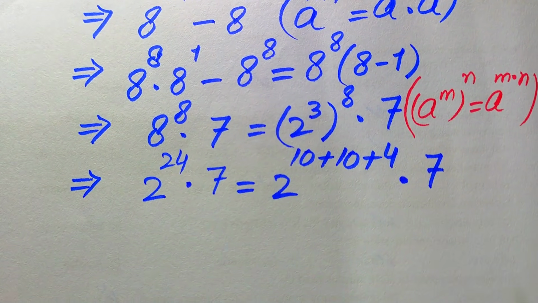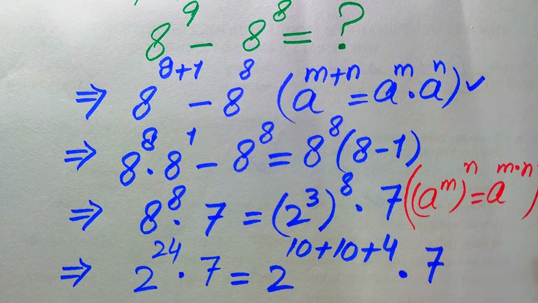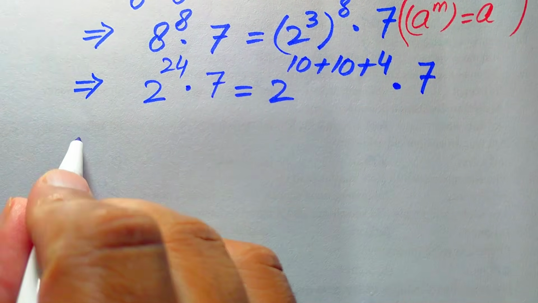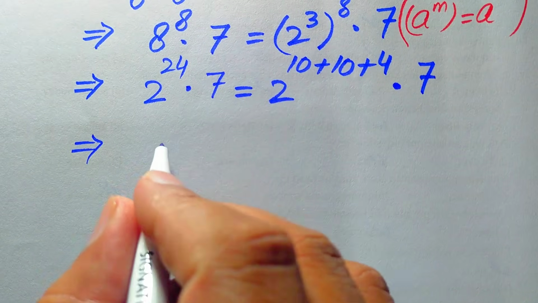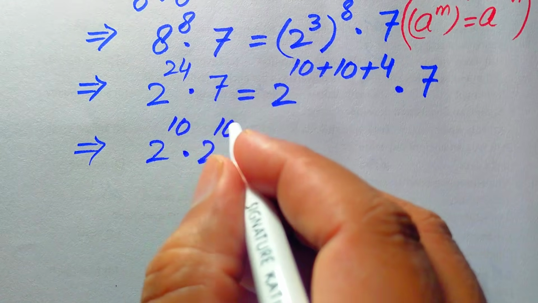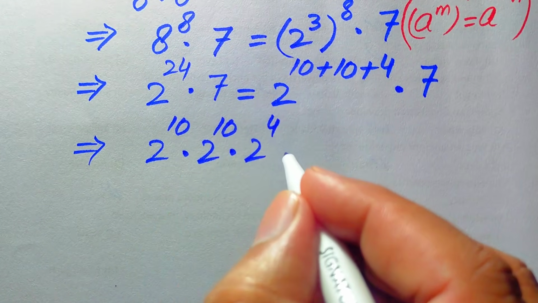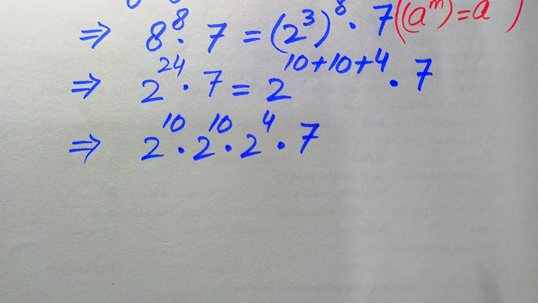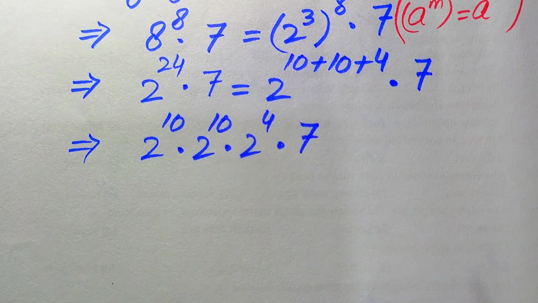Now we again apply this exponent rule, and according to it we break these exponents separately and write 2 to the power of 10 times 2 to the power of 10 times 2 to the power of 4, times 7. So we need to multiply all these bigger numbers without using a calculator or any long calculations. I hope you like this method, but if you have any other method in mind, please don't hesitate to write it in the comment section.